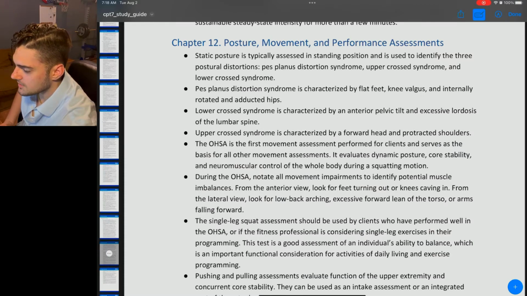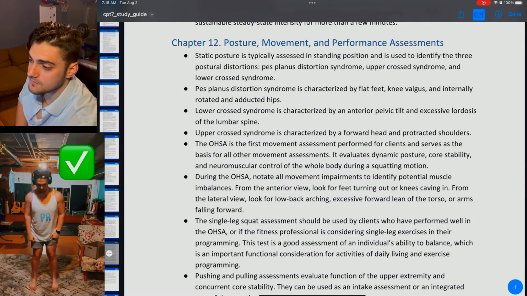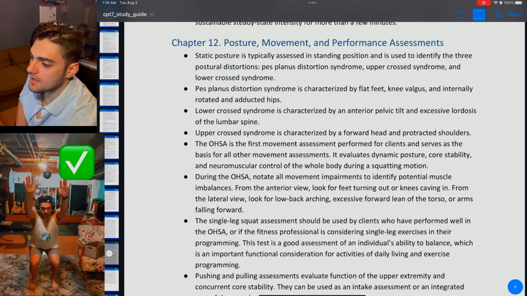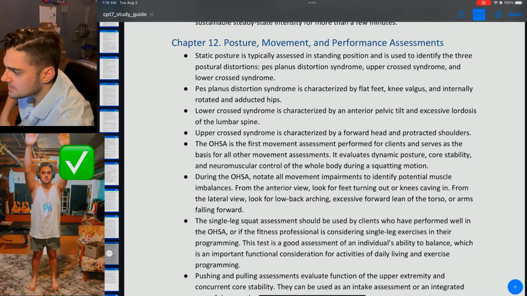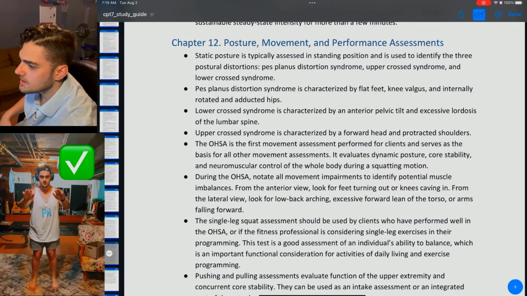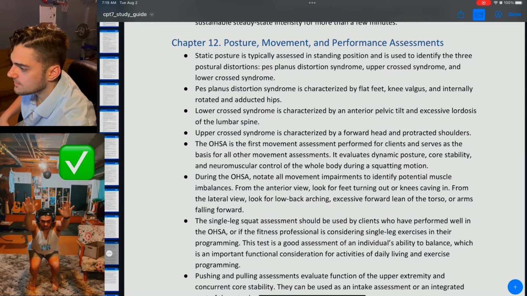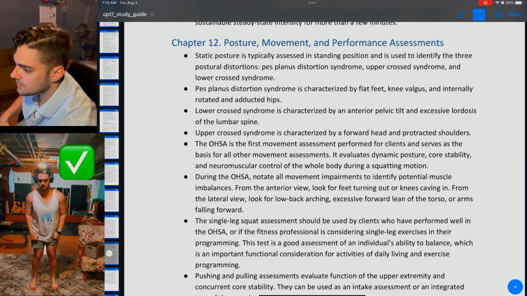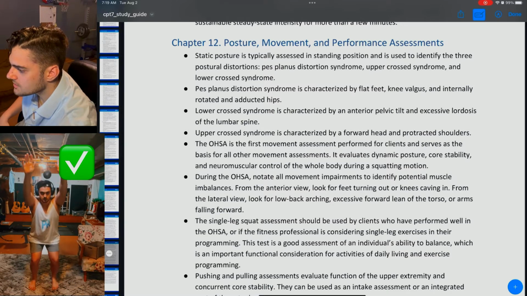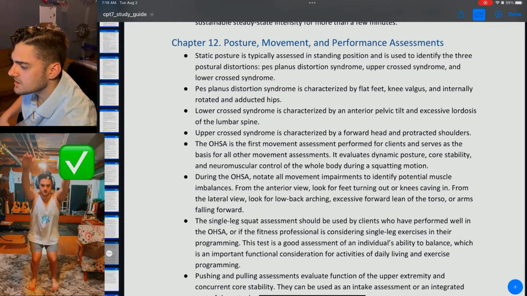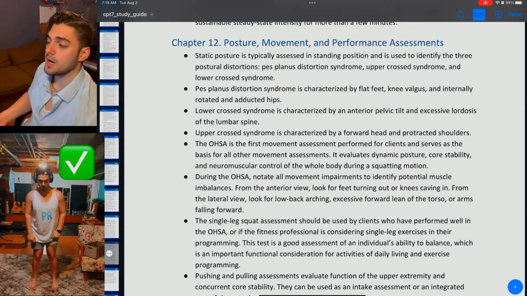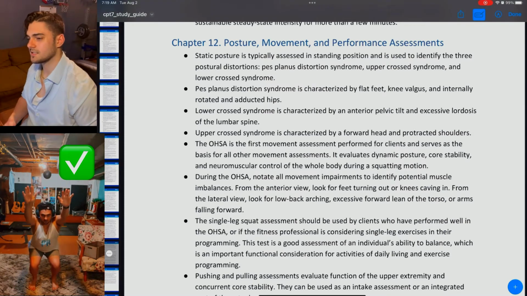The overhead squat assessment, the abbreviation for that is OHSA. The overhead squat assessment is the first movement assessment performed for clients and serves as the basis for all movement assessments. It evaluates dynamic posture, core stability, and the neuromuscular control of the whole body during a squat motion. Important point in that was it's the first movement assessment performed for clients, just to show you how NASM prioritizes the overhead squat.